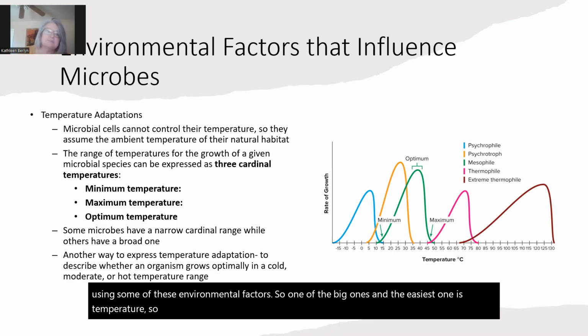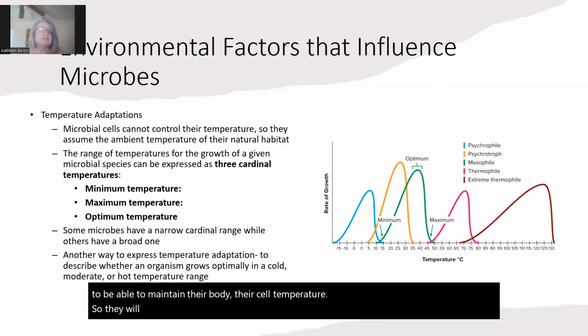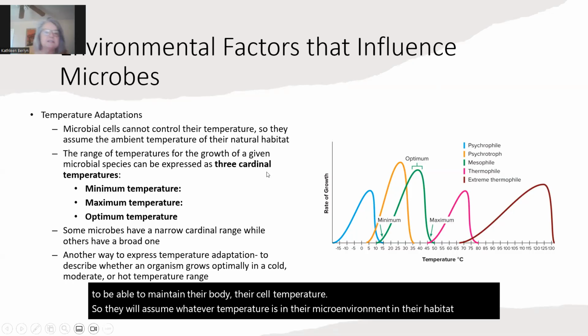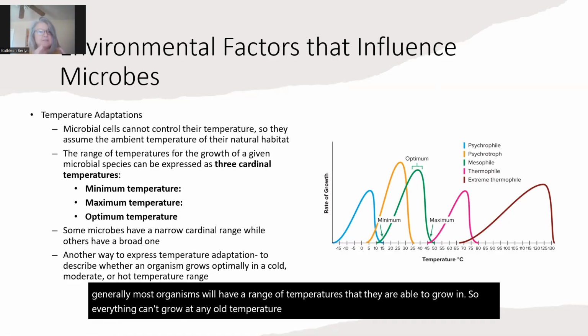So microorganisms cannot control their temperature. They don't have any capacity to be able to maintain their body, their cell temperature. So they will assume whatever temperature is in their microenvironment, in their habitat. And so generally, most organisms will have a range of temperatures that they are able to grow in. So everything can't grow at any old temperature. There's specific temperature limits that will enable things to grow.